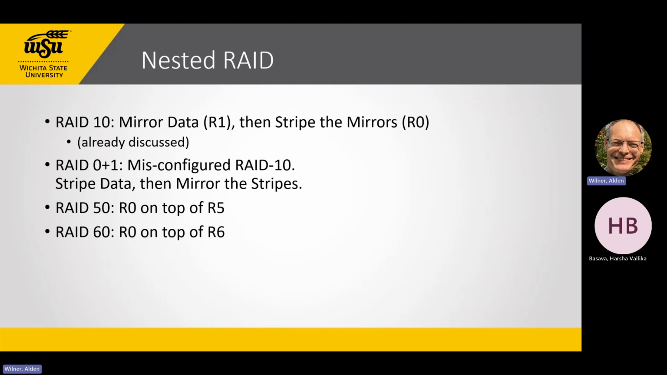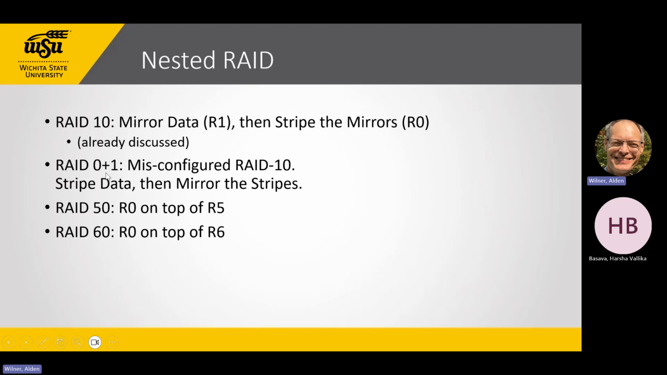Now, nested RAID. We already talked about RAID 10, where we mirror with RAID 1 and then stripe the mirrors. You can also do a RAID 50. We make a RAID 5 volume and then stripe 2 RAID 5 volumes together, or 3 or 4, whatever RAID volumes striped together as a RAID 0.